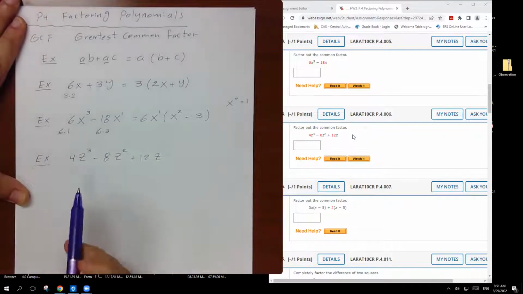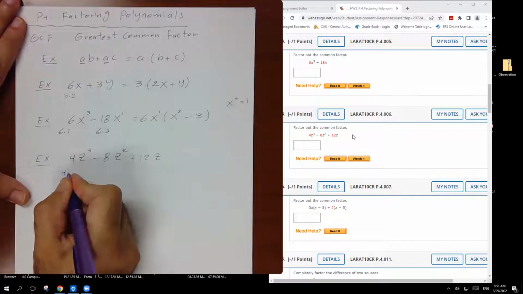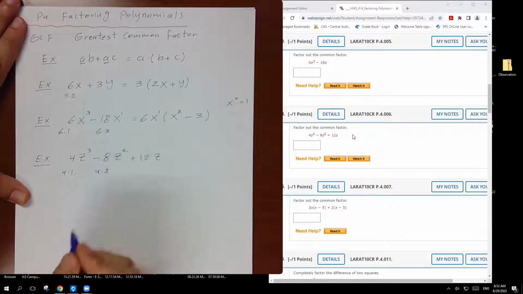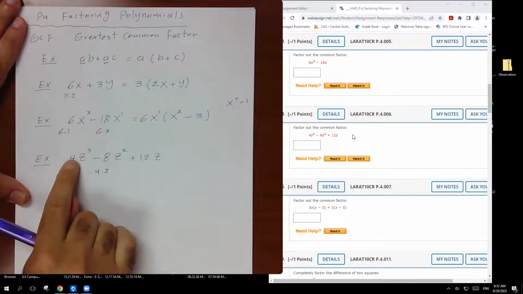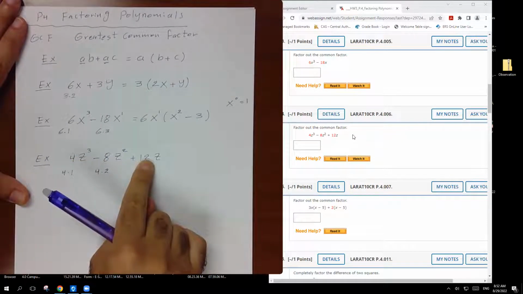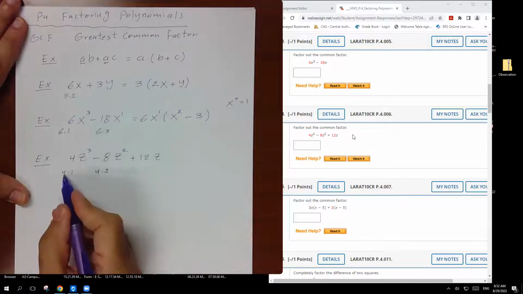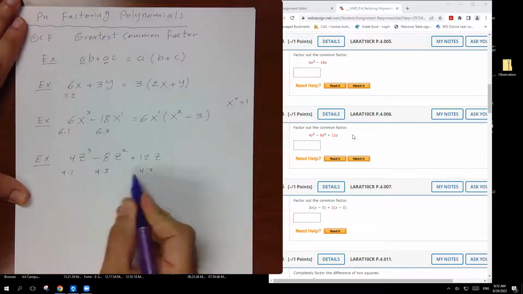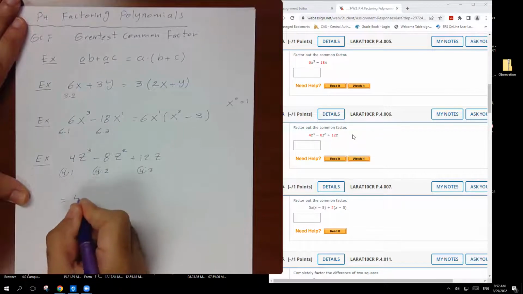Let's factor out the common factor between the numbers. This is 4 times 1, and I can write down the 8 is 4 times 2. Carefully, you need to find the greatest common, not the smallest common, because you can pick 2, 2, and 2. You're right, 2 is a common between 4 and 8 and 12, but we need to find the greatest common, which is 4 times 1, 4 times 2, and 4 times 3. So the greatest common with the numbers is 4.